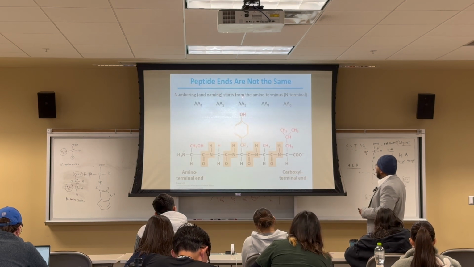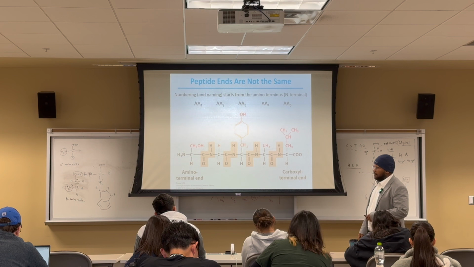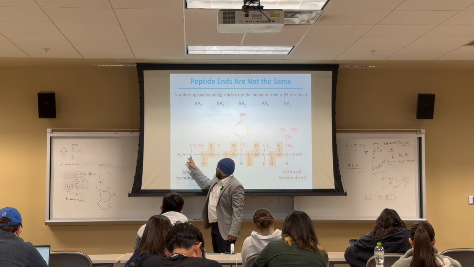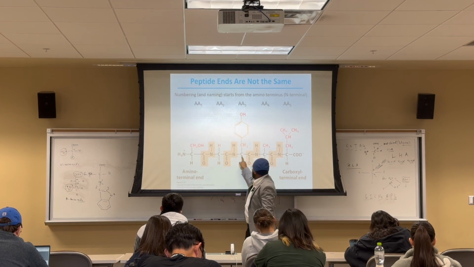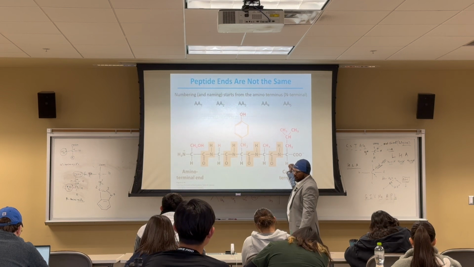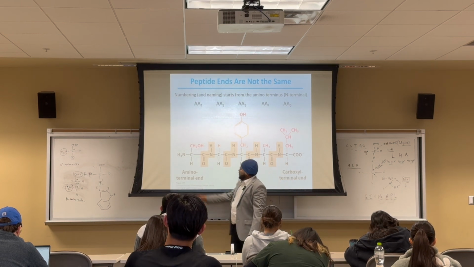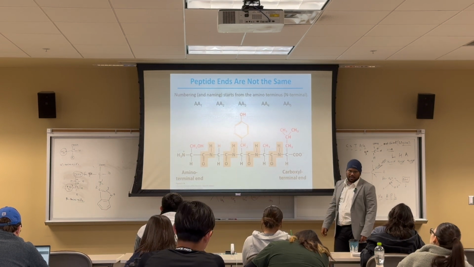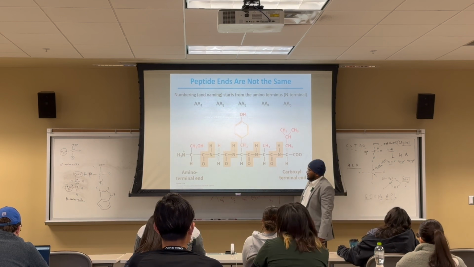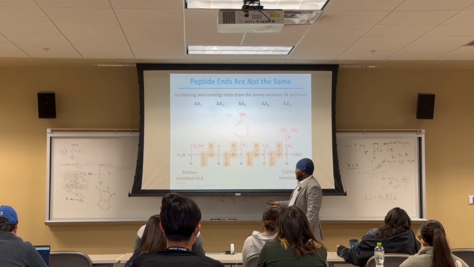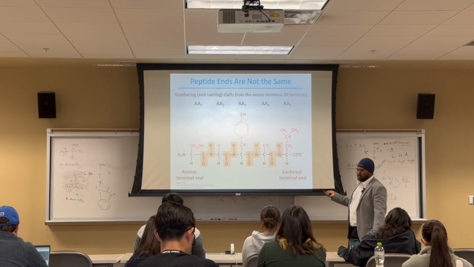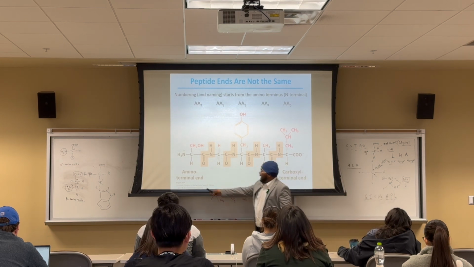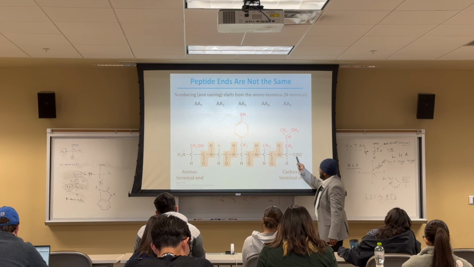Let's move ahead and see how peptide ends are not the same. Why? Because you started from here, right? See, carbon, and then another carbon, another carbon, another alpha carbon. Okay, everything is alpha carbon. But you have an amine group at this terminal, and a carboxyl group at the other terminal. That's why this is called the amino terminal of the polypeptide, and this is called the carboxyl terminal. In short, very famous, this is called the N terminal, and this is called the C terminal.